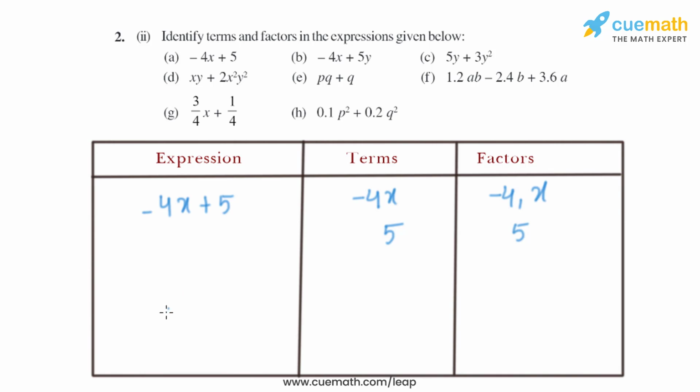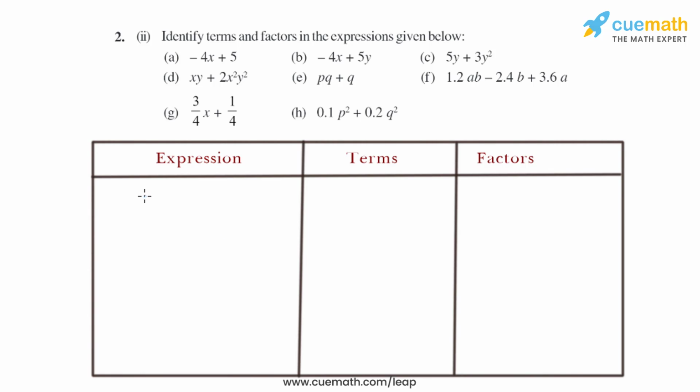Now we will move on to the B part. The expression that is given is minus 4x plus 5y. The terms involved are minus 4x and plus 5y. The factors of minus 4x are minus 4 and x, as we discussed earlier. Similarly, the factors of 5y will be 5 and y, because 5 can divide 5y and y can divide 5y completely.